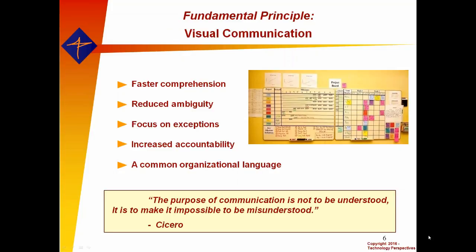The quote at the bottom is one of my favorite quotes from Cicero, who's a politician at the time of Julius Caesar. The purpose of communication is not to be understood, it's to make it impossible to be misunderstood. Often we communicate, but it's a single-ended communication. We hope that people understand. We assume that they understand. But in reality, we've got multiple versions of the truth out there, and people interpret that in different ways. Visual communication allows us to have one version of the truth that's understood by all in the same way. And so this idea of making it impossible to be misunderstood is actually very critical, especially throughout the decision process of new product development.